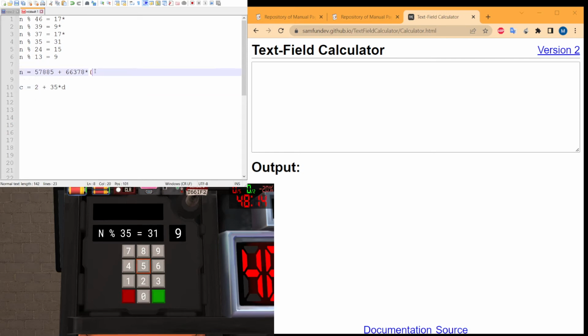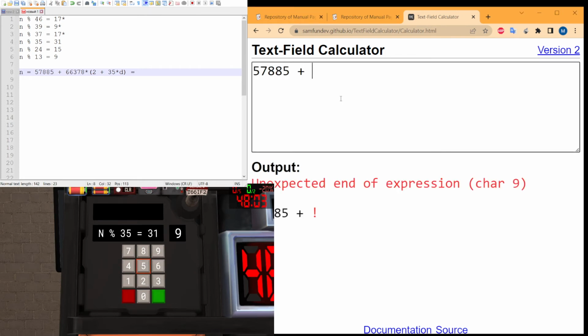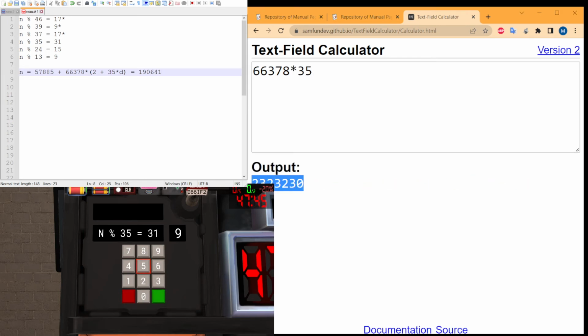Substitution gives us this equation. Opening brackets, 57885 plus 66378 times 2, and times 35 times d. Okay, two equations left.